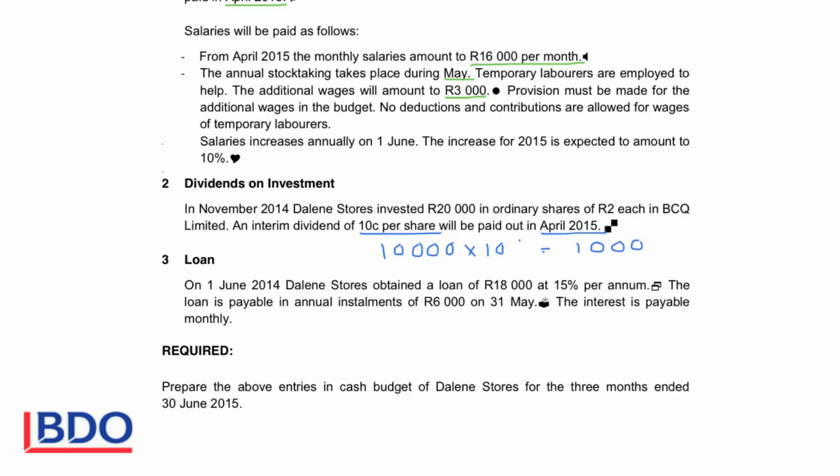On 1 June, the Lean Stores obtained a loan for 18,000 at 15% per annum. So on that loan, the money will be received in June in your budget. The loan is repayable in annual installments of 6,000 on 31 May. So it means at the end of the financial year, after they had the loan for 12 months, they will pay 6,000 rand. The interest is payable monthly.